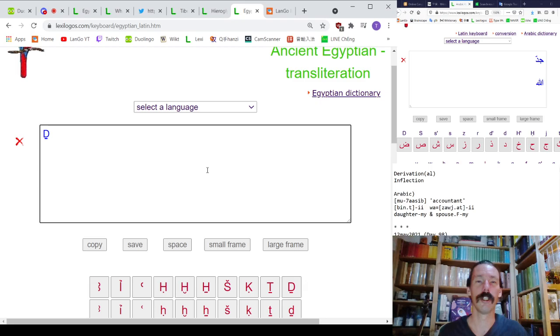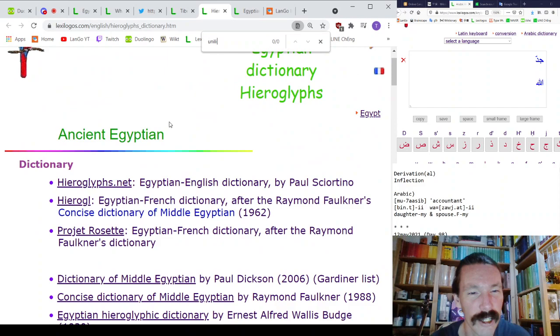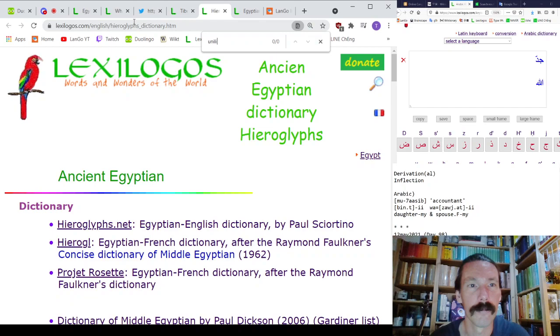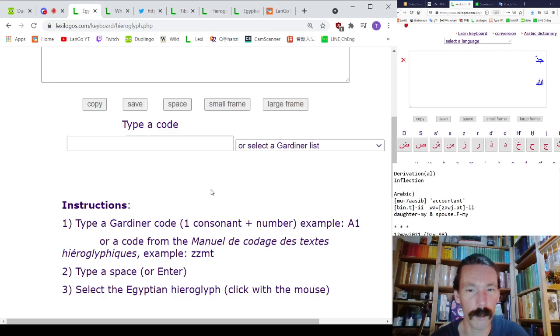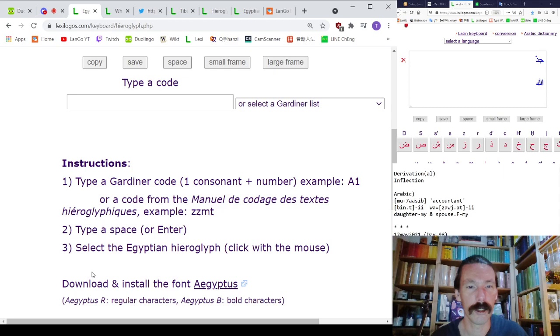So this that you have open is the transliteration symbols. There is another hieroglyphic keyboard, another ancient Egyptian one, that has the letters. Type of Gardner code: one consonant, one plus number. Let me open it and figure out what I need to do.